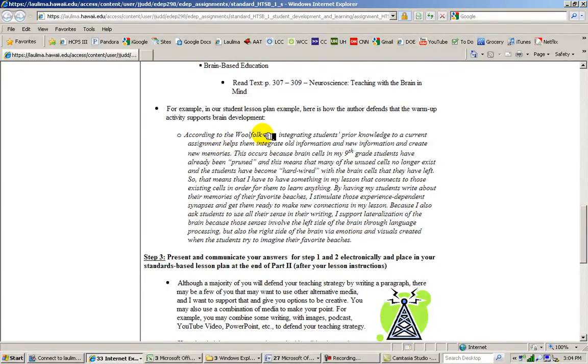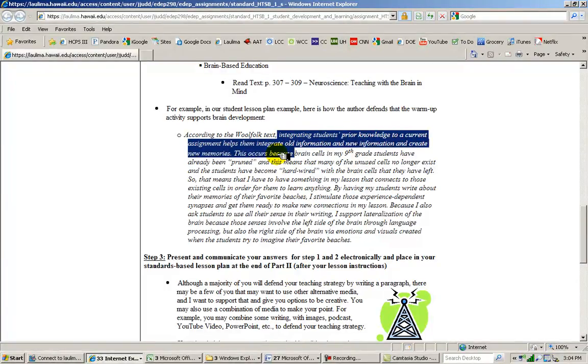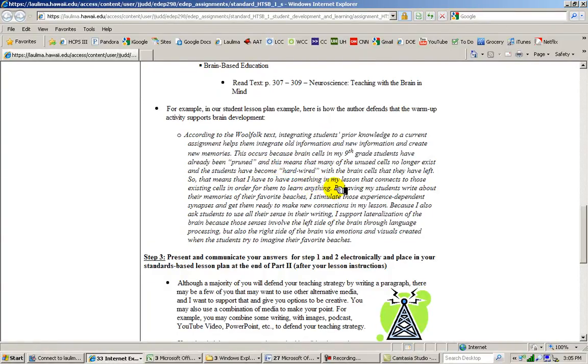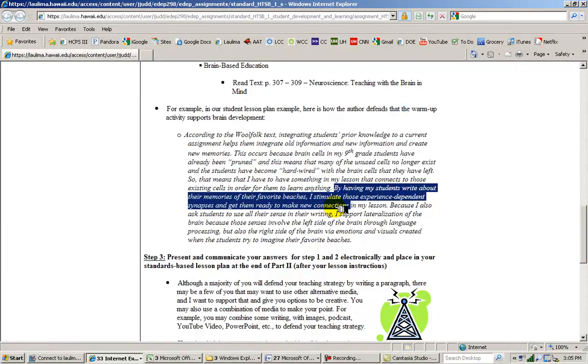So if we look at the answer, this person believes that because we are using something that students are familiar with, we're integrating old brain cells with the new brain cells and making connections. That memory in our brain only works if we have something to connect it to. It also means that we should have something called experience-dependent synapses and make new lessons by using the 5 senses in our writing, and so on.